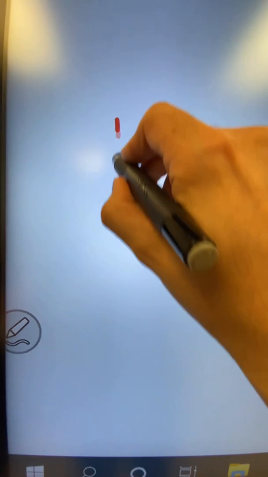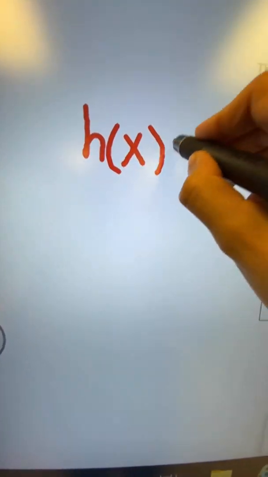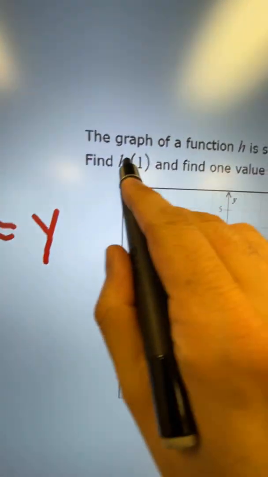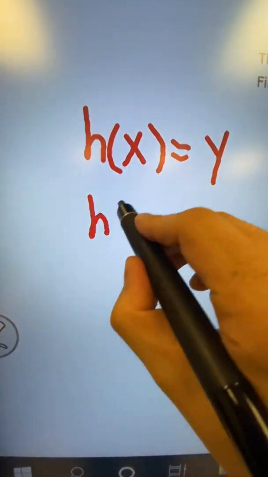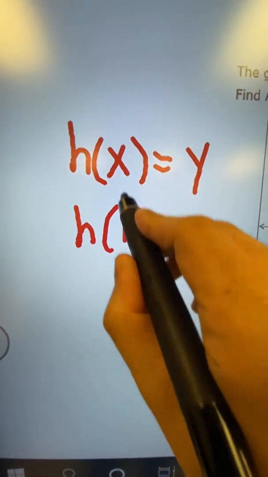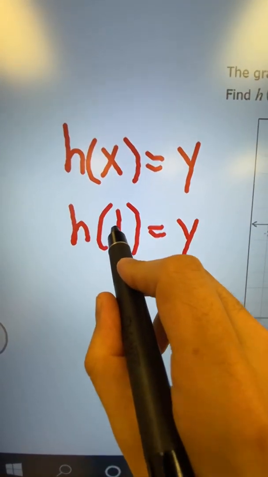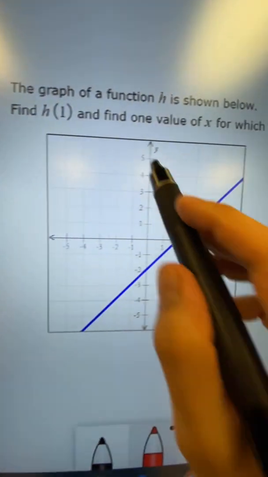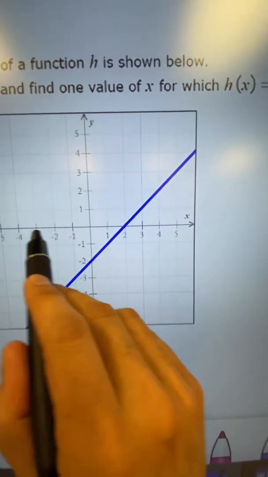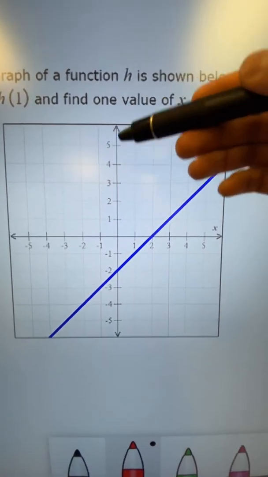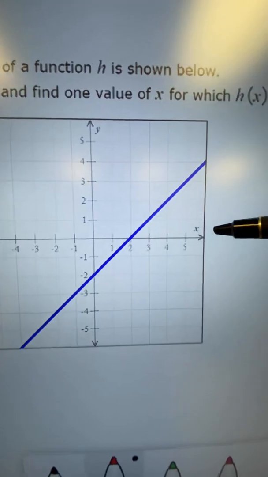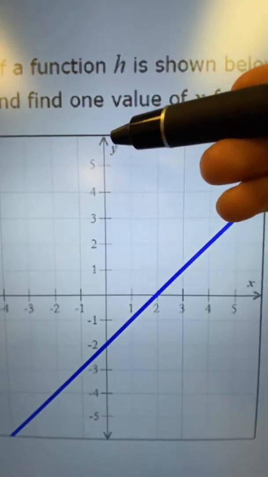So going back to this formatting, h of x equals y. Notice for this one, h of 1, the 1 represents the x, and you can see we need to find the y value. So you need to know which one is x, which one is y, and on the graph, notice this is my x-axis here, the horizontal line, and this vertical line is the y-axis. You can see the labels there, x, and then y.